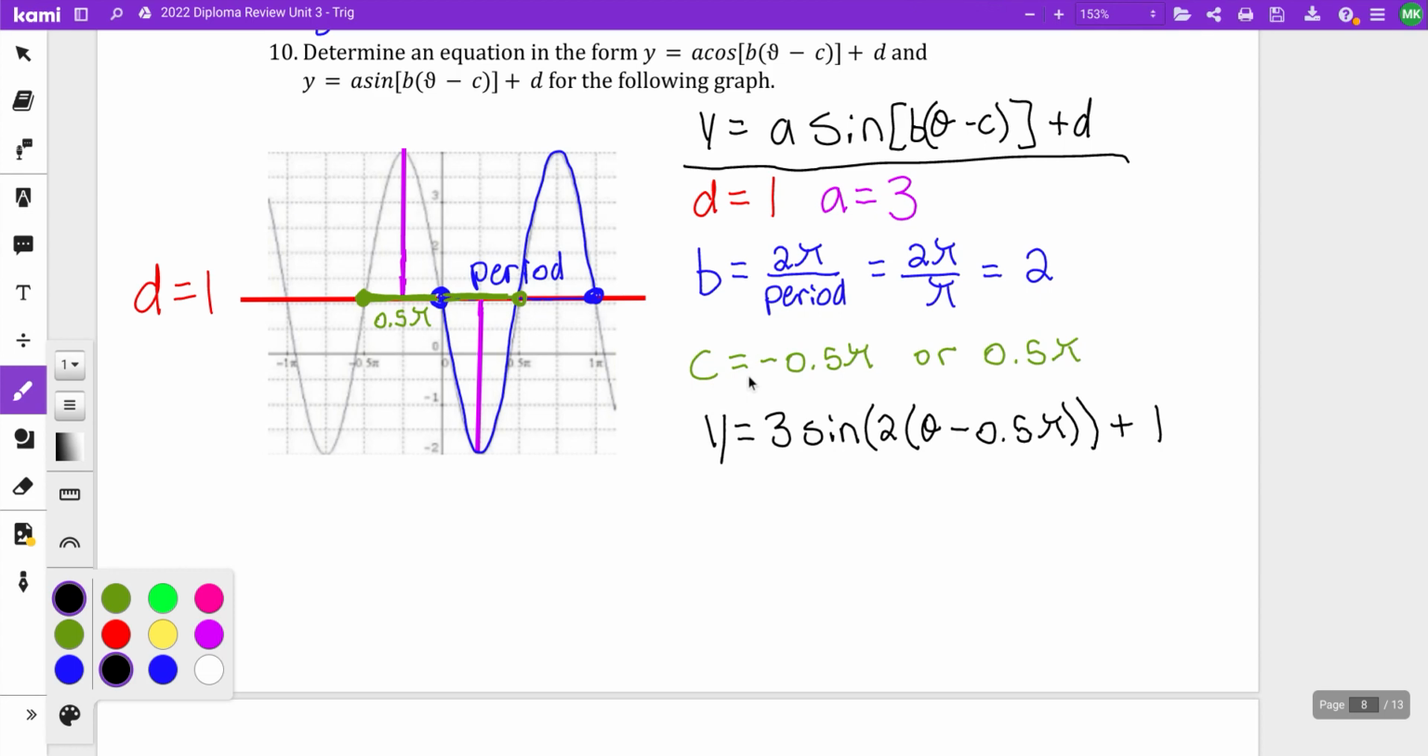Put this in your calculator, create the exact same window I gave you. X minimum, negative pi. X maximum, positive pi. Scale, pi over 4. Y maximum, 4, minimum, negative 2. And you should see the exact same picture. If you don't, you made an error, right?